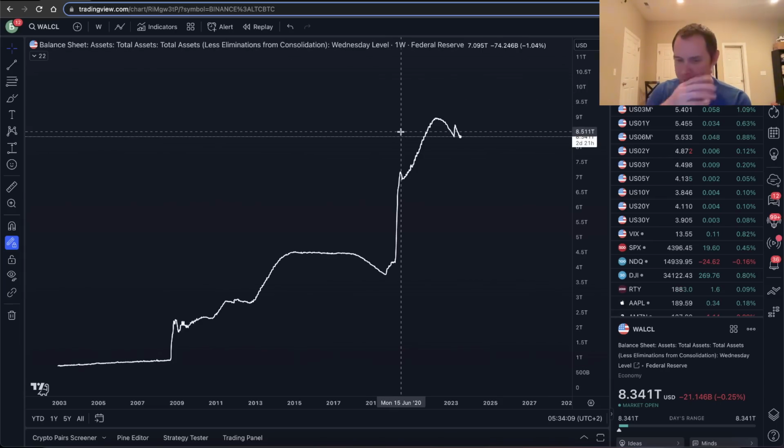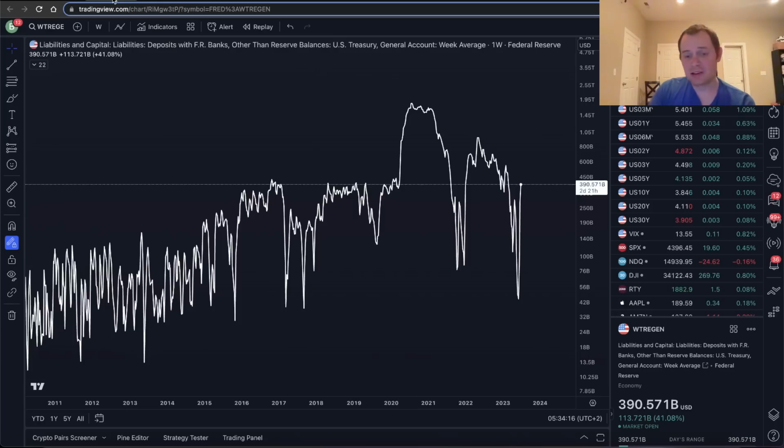Now, of course, we need to think more about it than just the balance sheet of the Fed. We also need to look at things like the Treasury General Account. If you guys remember the debt ceiling crisis, or at least dramatization, I mean, it normally is just more for show. As the debt ceiling approaches, the Treasury General Account is drained. This essentially adds liquidity into the system. And then once the debt ceiling is resolved and they can refill the Treasury General Account, as you can see, it's gone from the low 40 billions up to almost 400 billion.